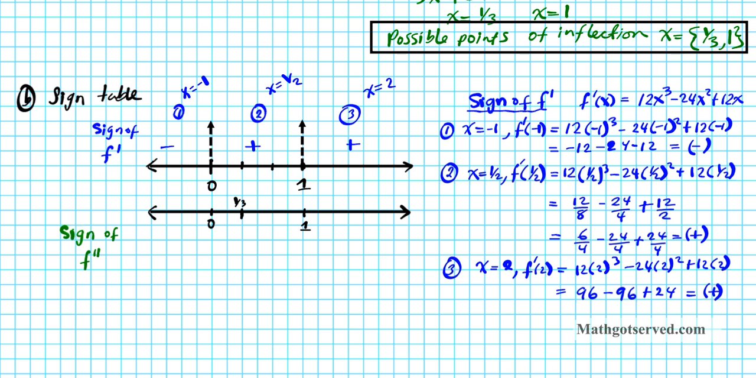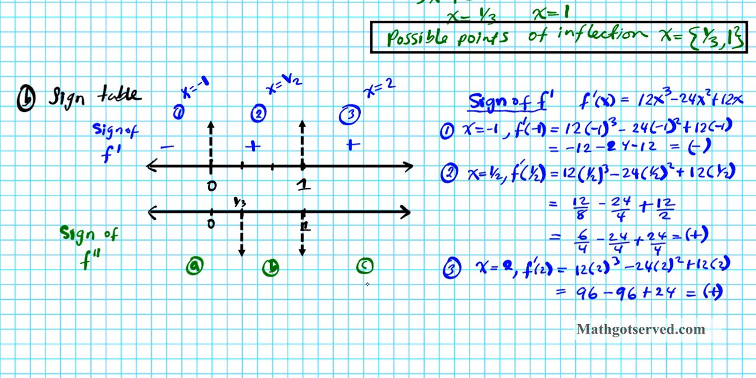So let's indicate our intervals. The first one will go from negative infinity to positive 1/3. The next one will go from 1/3 to 1. And then the last one will go from 1 all the way to infinity. All right? So let's alphabetize our intervals. I'm going to call this A, and then call this B, and then call this C.